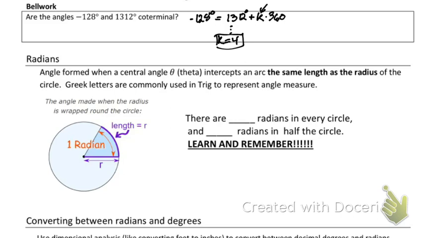All right, so like I said, we're talking about radians, which is kind of a brand new thing to us. The definition is: the angle formed when a central angle theta intercepts an arc the same length as the radius of the circle. Greek letters are commonly used in trig to represent angle measures.